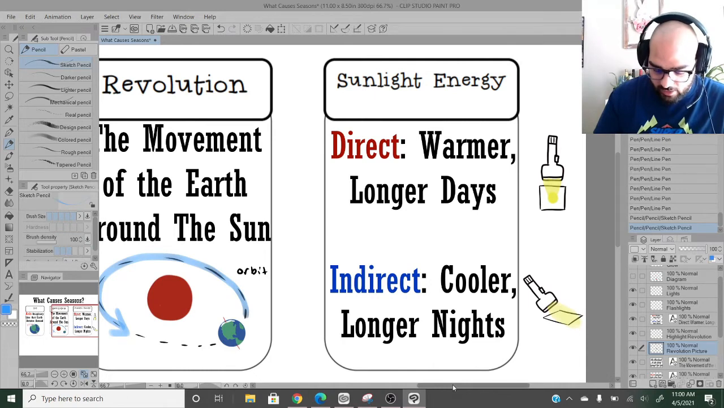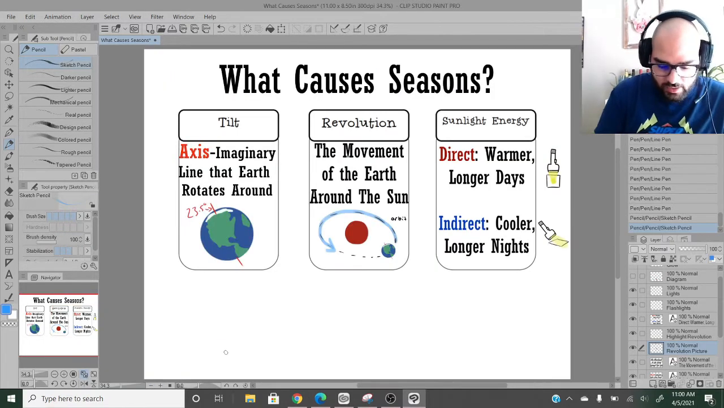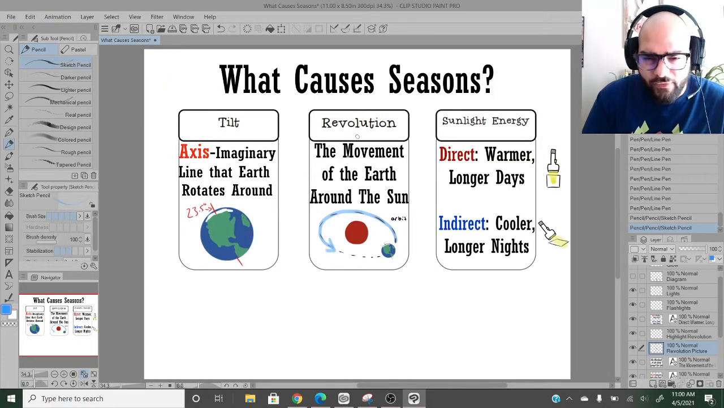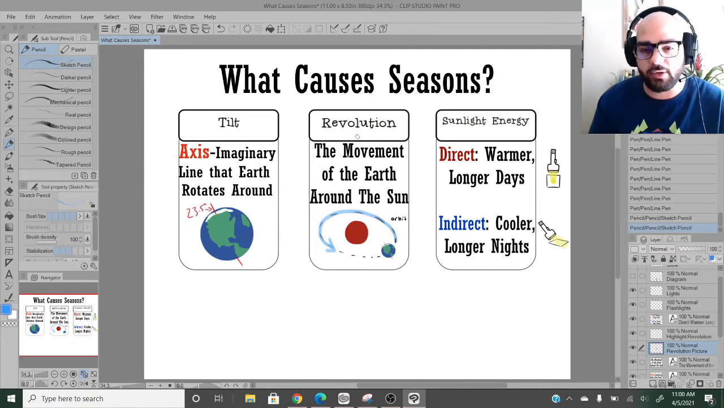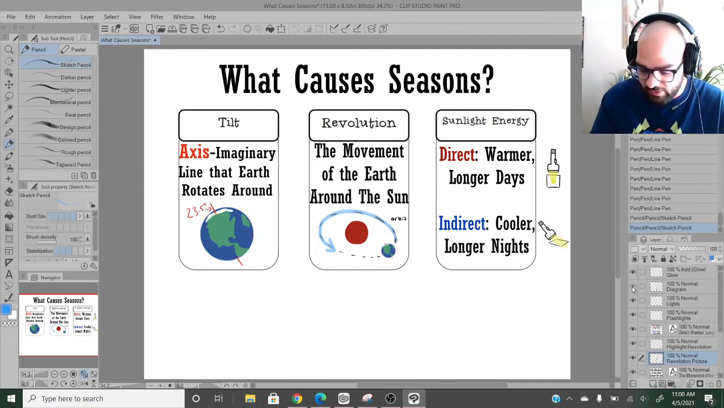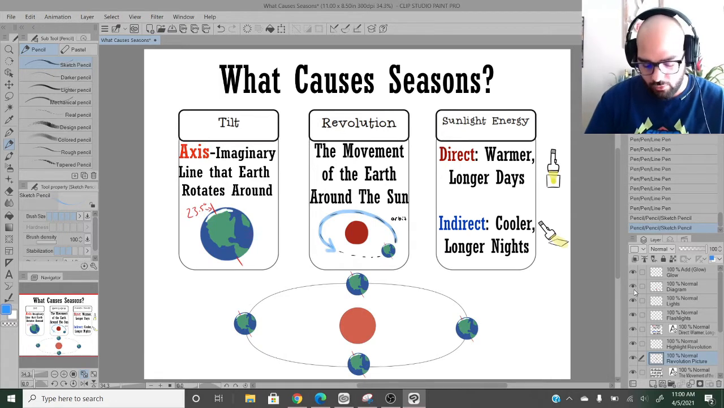All right, guys, so we talked about these three factors, and we talked about them in an isolated fashion, right? We talked just tilt, we just talked revolution, sunlight energy, but now we're going to put it all together, okay? So in order for me to explain this, or in order for us to put it together, we're going to make a diagram, okay?